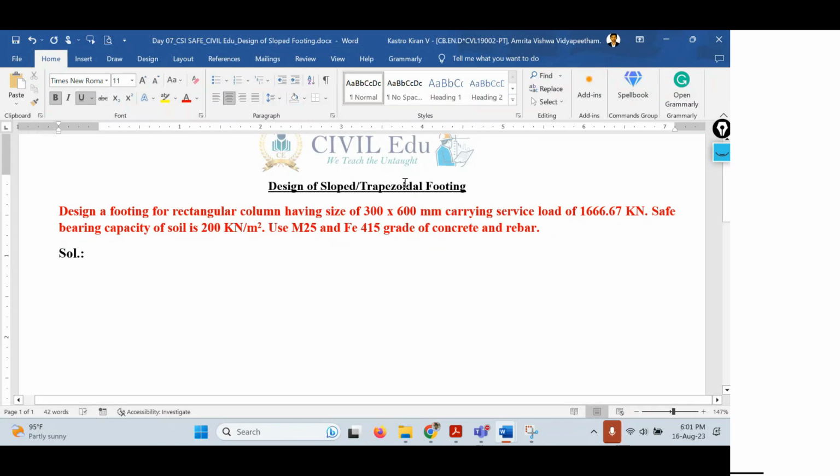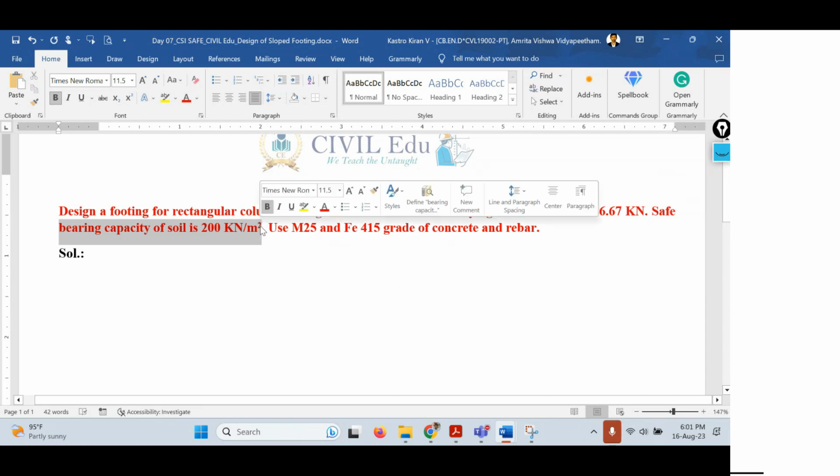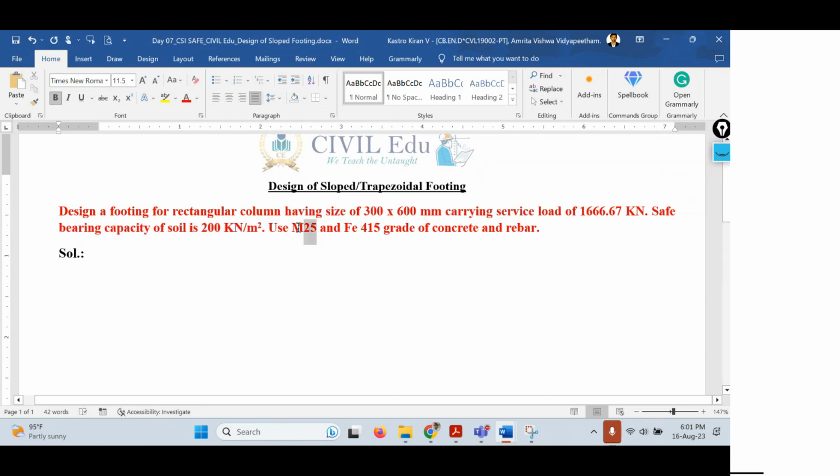Okay. So first let us understand the problem statement, and then I'll show you how to do the design process of sloped footing. The problem statement goes this way: design a footing for a rectangular column of size 300 by 600 mm, which is carrying a service load of 166.67 kilonewtons. This is the amount of load being carried by the column. The safe bearing capacity of the soil is 200 kilonewtons per square meter. Grade of concrete is M25 and grade of steel is Fe415. Those are the details provided in the question.